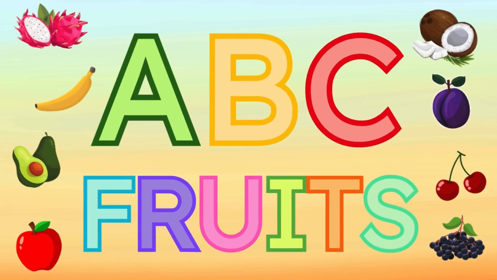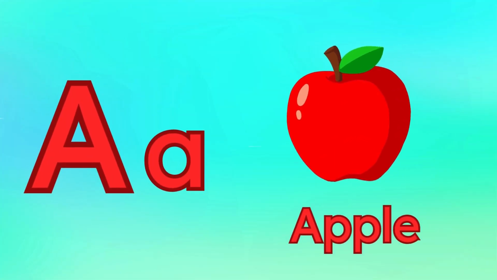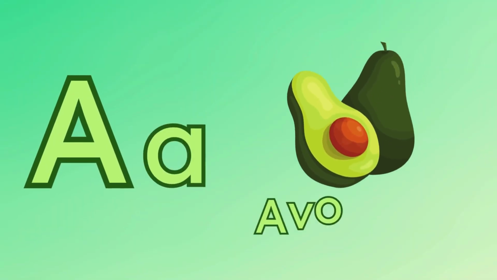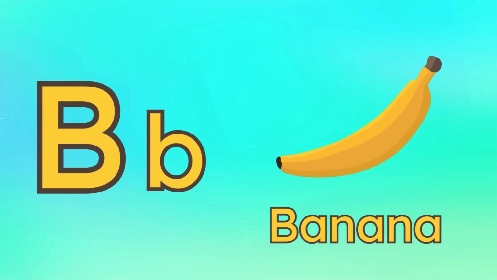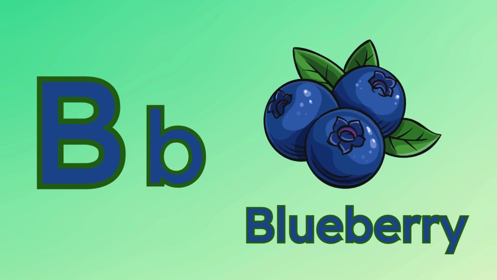Today we will meet ABC fruits! A. Apple. A is for apple. A. Avocado. A is for avocado. B. Banana. B is for banana. B. Blueberry. B is for blueberry.